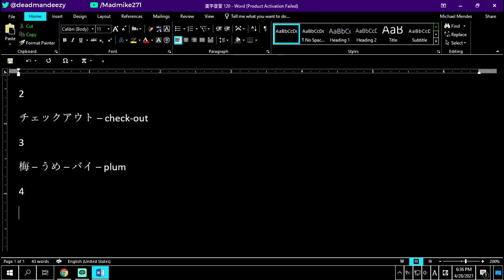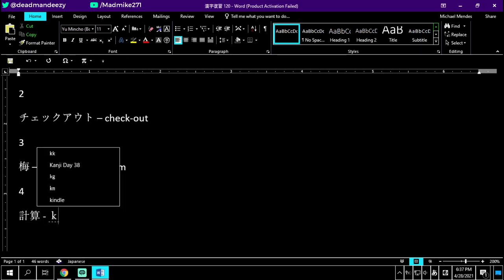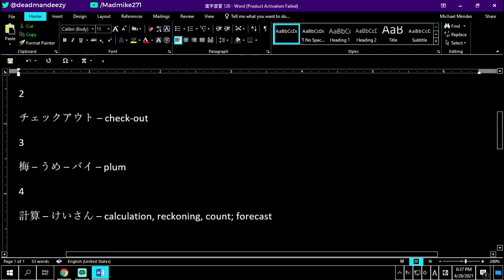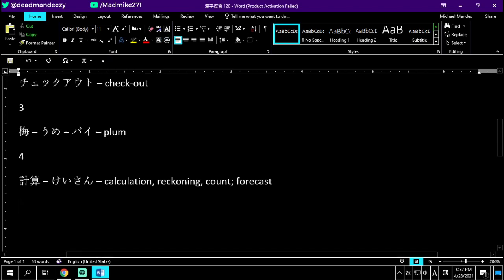Number four. Four is keisan. Keisan is a calculation, reckoning, count. It can also mean a forecast. Keisan. Our first kanji is plot, plan, schedule, or scheme.